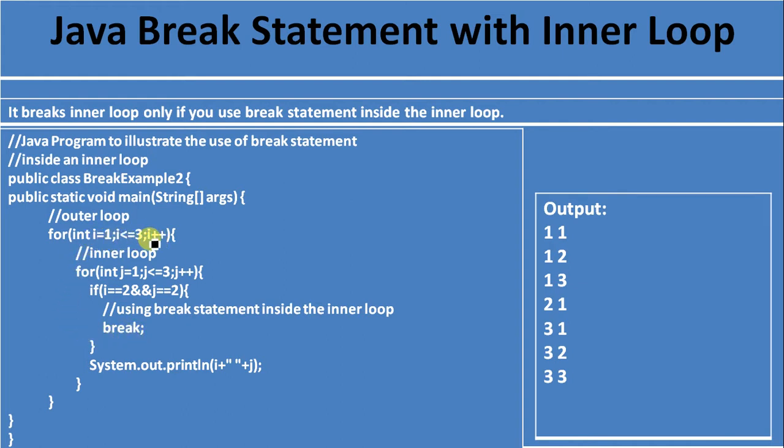As the break statement executes, the control comes again to the outer loop. So control will reach here to increase the value of i. It will not execute this statement. That's why i equal to 2 and j equal to 2, the value 2 2, is not printing in the output. Let me show you in Eclipse IDE.